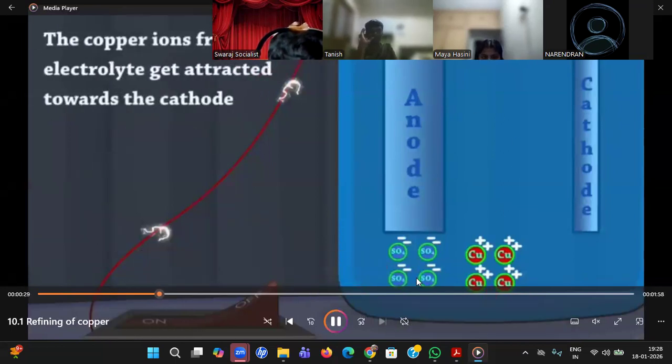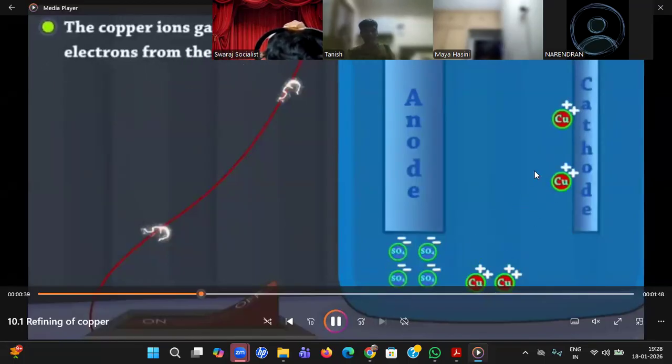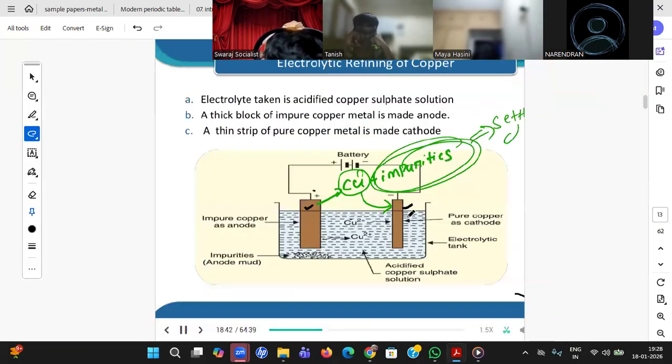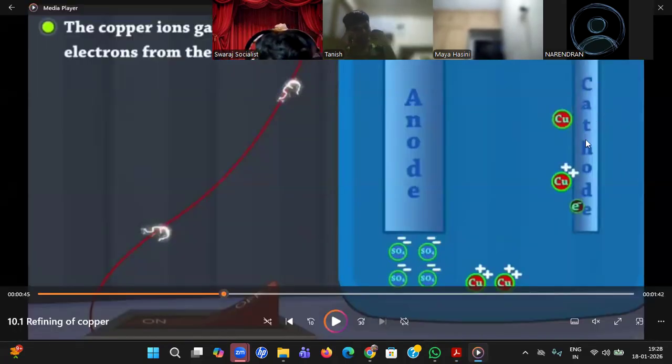So once the battery is connected, you know what is anode, it is connected to which terminal, and cathode is connected to which terminal. You already know it. Once I connect the battery, cathode is negative. It will attract copper ions. So what will happen here, student? Cathode is full of electrons. Why? Because the cathode is connected to the negative terminal. That's the reason this cathode is full of electrons.